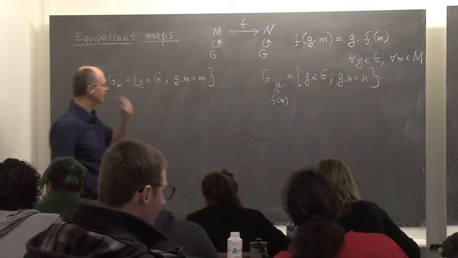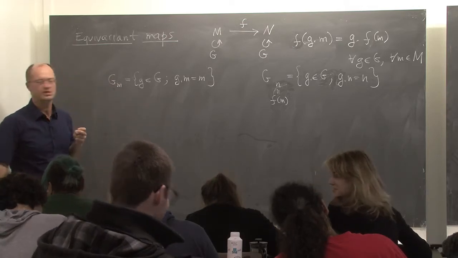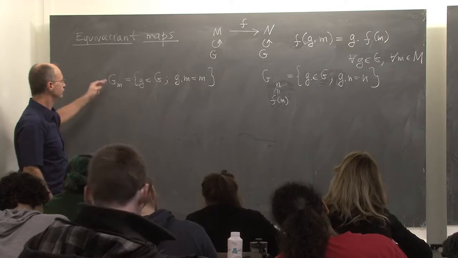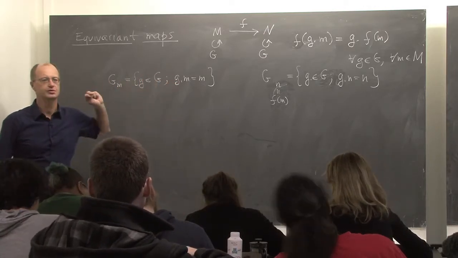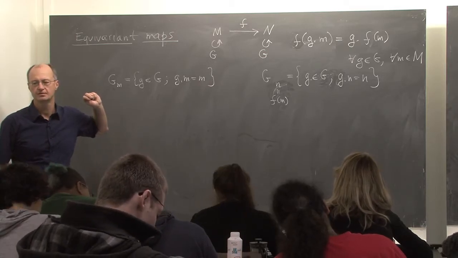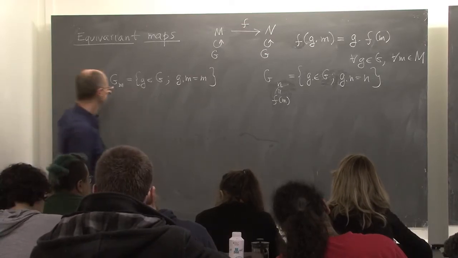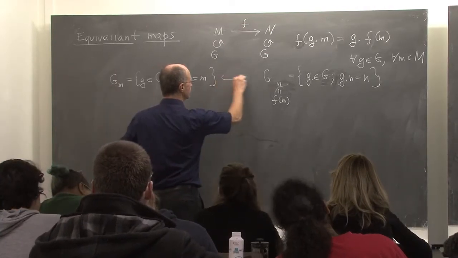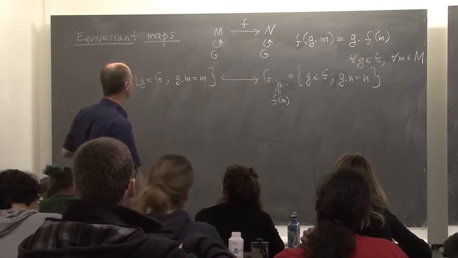So G acting on n is equal to n. Well, now a test question for you. There should be an inclusion between these groups. So what includes where? Yeah, I think that's right, so Gm includes in Gn.